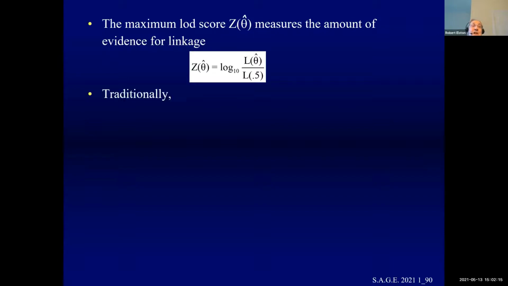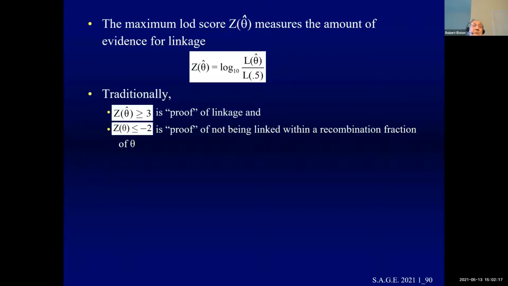Now, traditionally, and I'm talking about going back to the 1950s, 60s, and 70s, if the maximum log score was greater than 3, that was proof of linkage. And if it was less than -2 in any region, that was proof of there not being linkage within a recombination fraction of whatever that theta is.